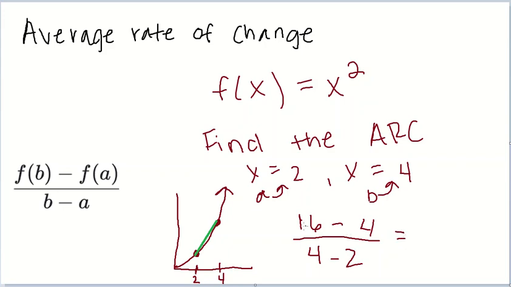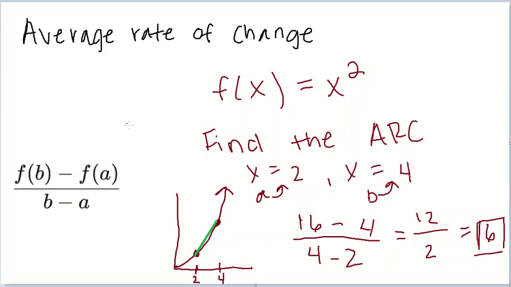And so we can simplify that. 16 minus 4 is going to be 12. And 4 minus 2 is going to be 2. And then 12 divided by 2 is 6. So we would say that the average rate of change of the function x squared between 2 and 4 is 6. So 6 means the slope of this green line, the slope of that secant line, is 6. And we figured that out by just using this rise over run formula.